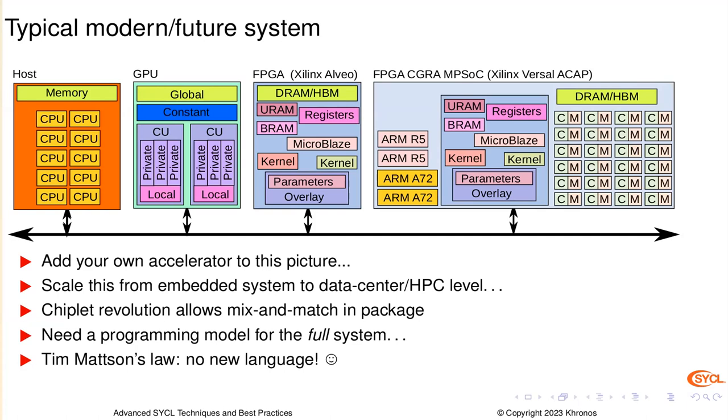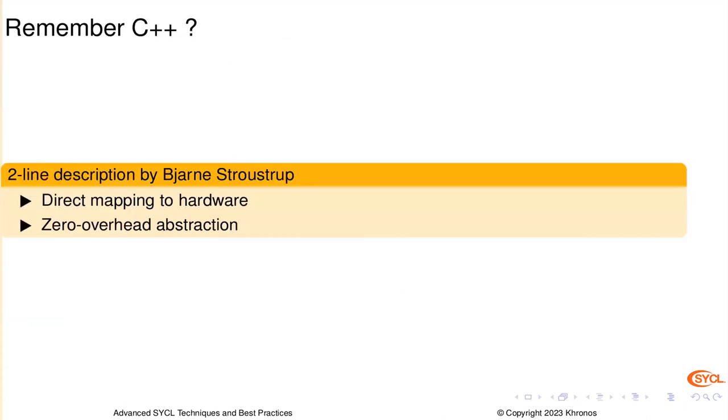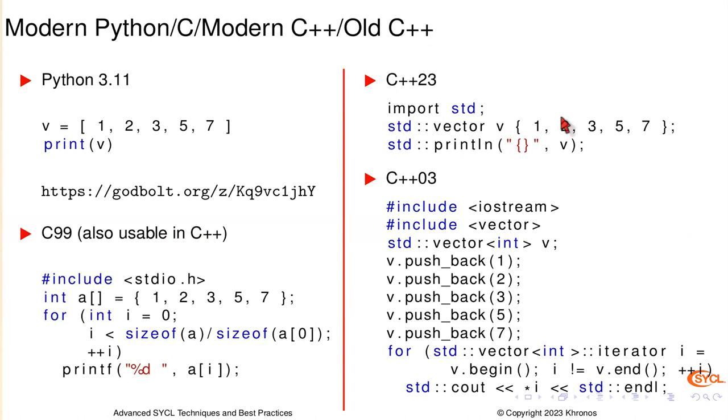If we need something, perhaps we can follow Tim Mattson's law, which is: don't try to invent a new language, but just use an existing one if we want to have better chances to have the language accepted in the long term. So why not C++? Because as you might know, it allows direct mapping to the hardware in most cases with zero overhead abstraction. And if we look at modern C++, actually it's very similar to Python, but obviously you have the performance of C++, and it's quite a bit simpler compared to old C or old C++.